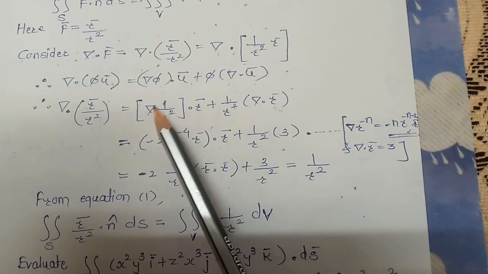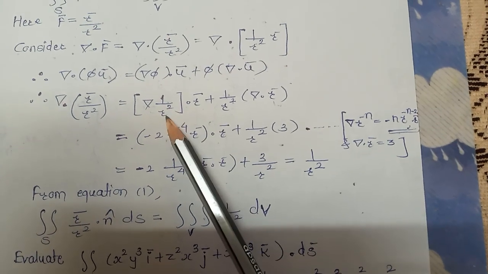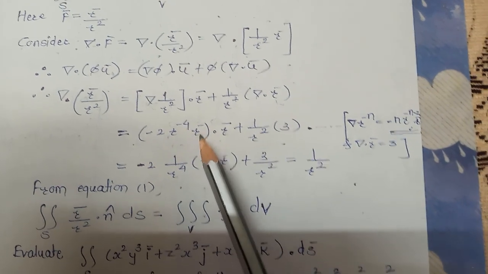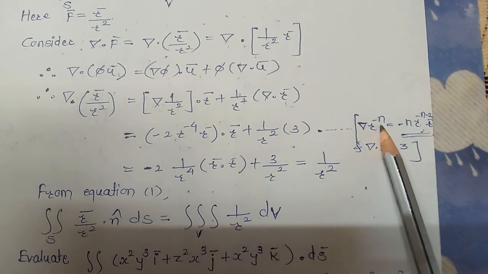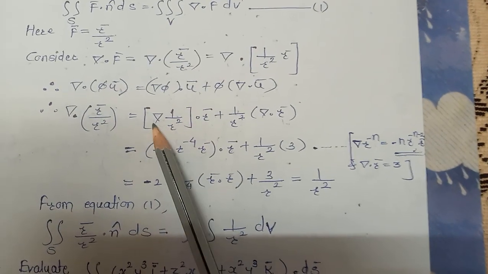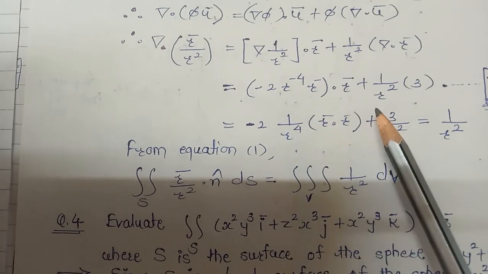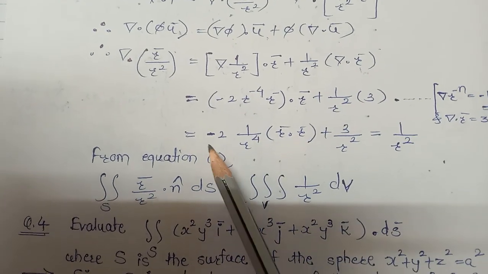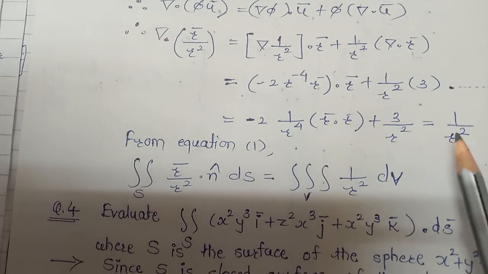But we know that del is a differential operator. So if we operate del on r raised to minus 2, it will be minus 2 r raised to minus 4 r bar, because we know del of r raised to minus n is like this. Here it is nothing but a derivative, a differential operator. Now the dot product with r bar. Then 1 upon r square into 3, because del dot r bar is always 3. If we simplify this expression, it is 1 upon r square.